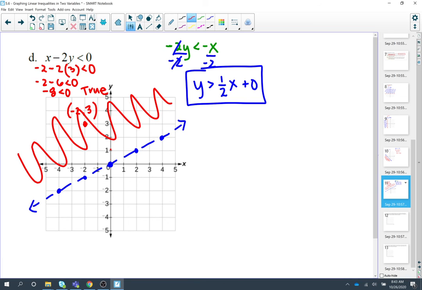So I could pick 0, 1. I could pick 3, 3. Can I pick 4, 2? And the answer here is no, because this time being on the line is not good because it's dotted. So this would be only if it was equal to. So we can't choose the line, but I could choose -3, -1. I could choose -4, 5, anything in the red shaded part.